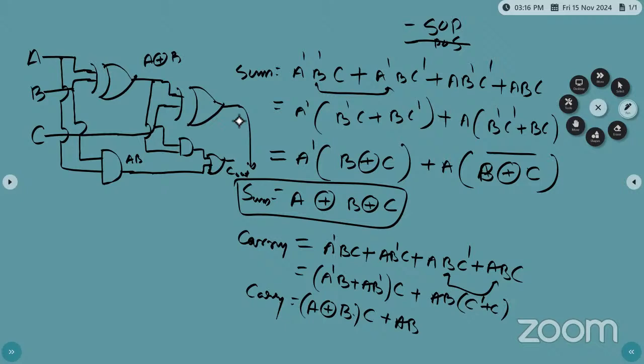So this is about the combinational circuits. This full adder is also an example of a combinational circuit.